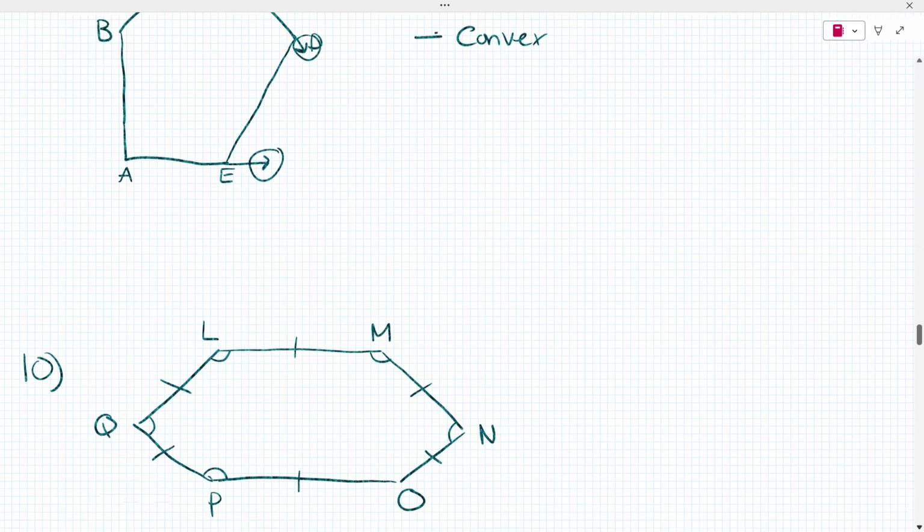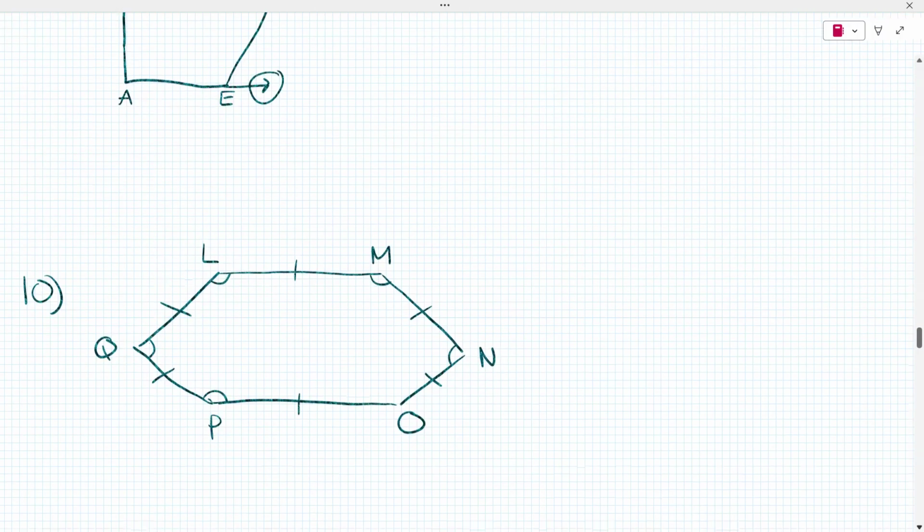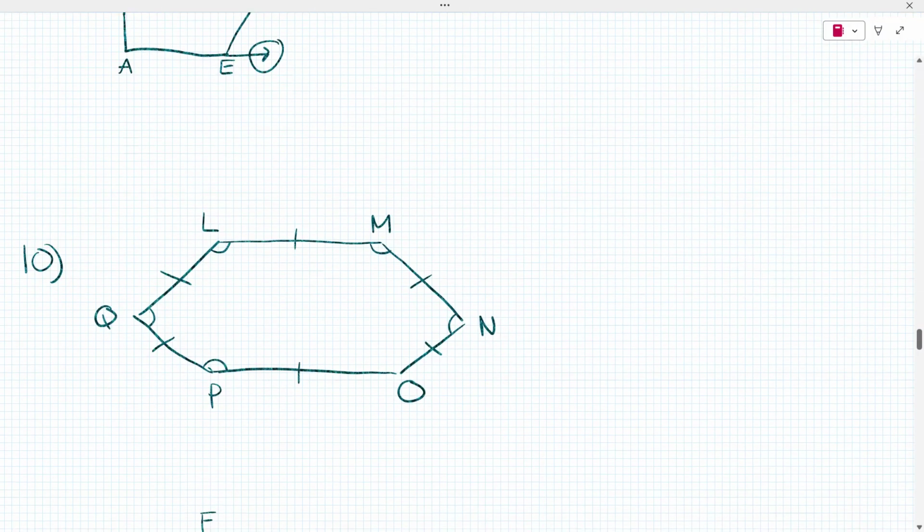Okay, let's look at image 10. This is definitely a polygon because there are no open sides, right? We have segments, nothing's intersecting. Now, what kind of polygon would this be?